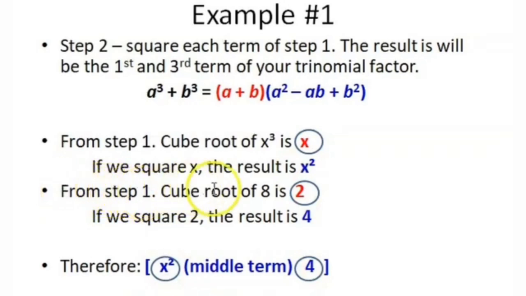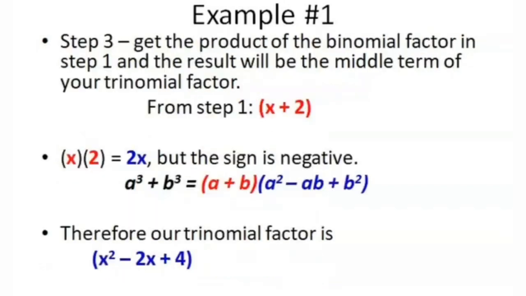From step 1, cube root of 8 is 2. So, if we square 2, that is 2 times 2, the result is 4. So, ito po yung third term natin dito sa ating trinomial factor. So, the only missing now is the middle term. So, let's go to step number 3. Step number 3 says here, get the product of the binomial factor in step 1. And the result will be the middle term of your trinomial factor.